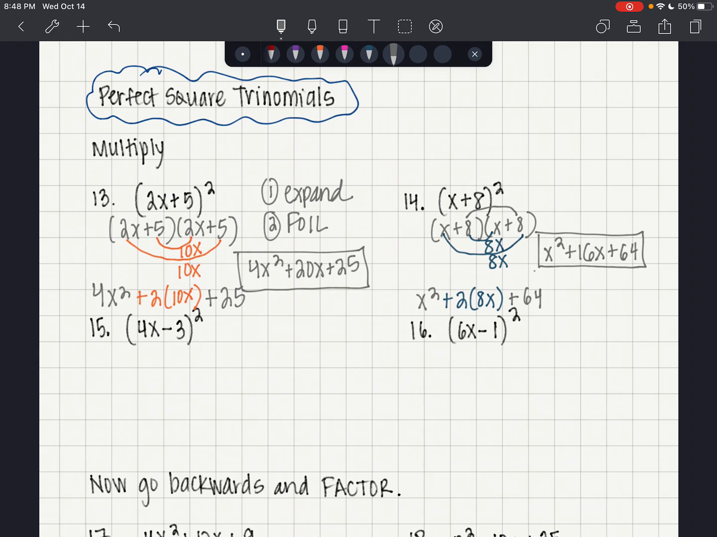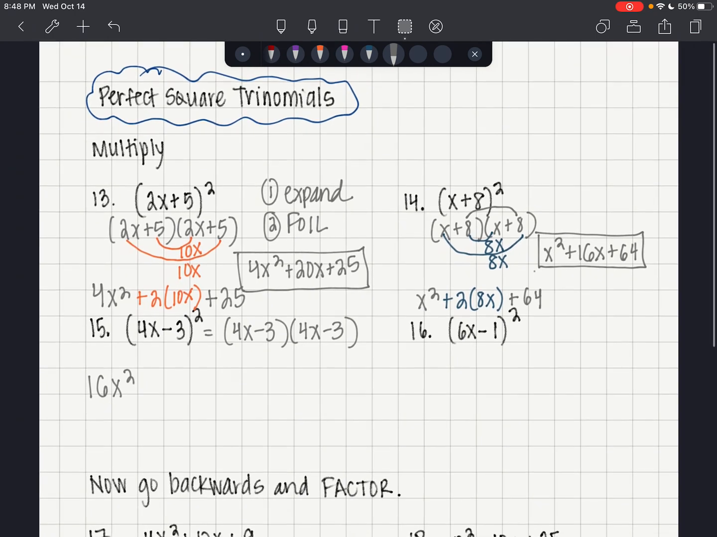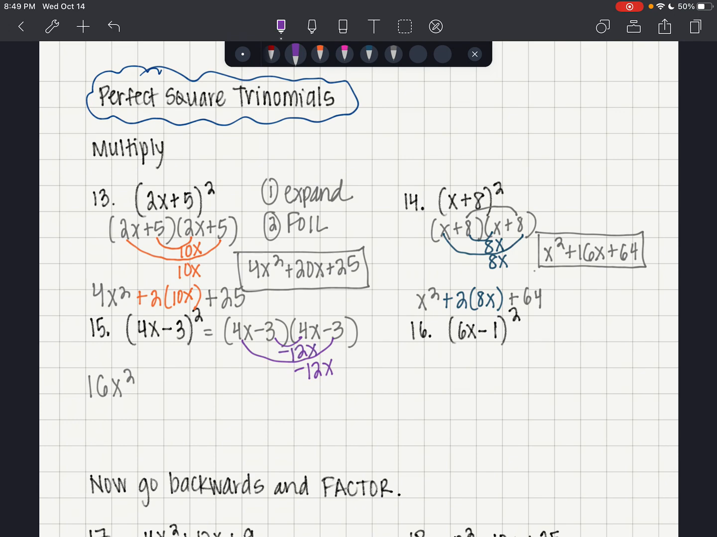Most excellent. Okay, let's try 4x minus 3 quantity squared. Well, that's the same thing as 4x minus 3 times 4x minus 3. So you're getting really good at this. So you're thinking, well, this is going to be 16x squared. And you're thinking, I don't need to show those loops. Then we've got negative 12x. Oh, this time it's negative. Negative 12x. How many times do we have those? Well, that happens twice too.